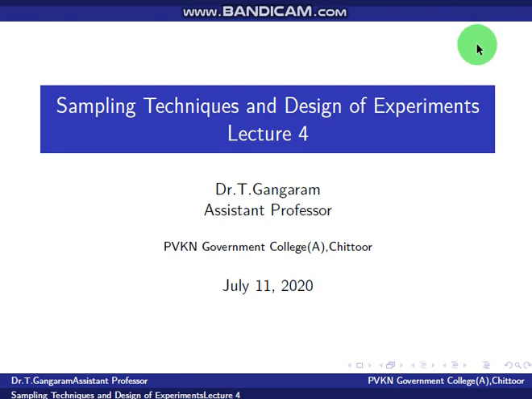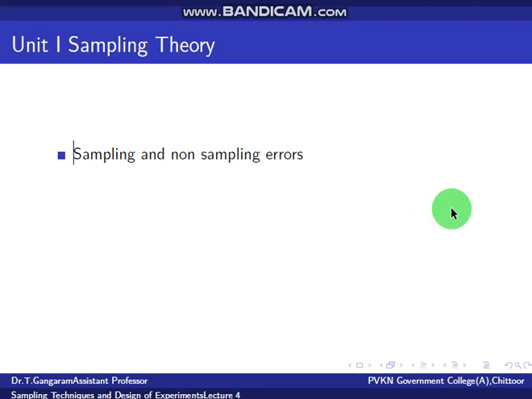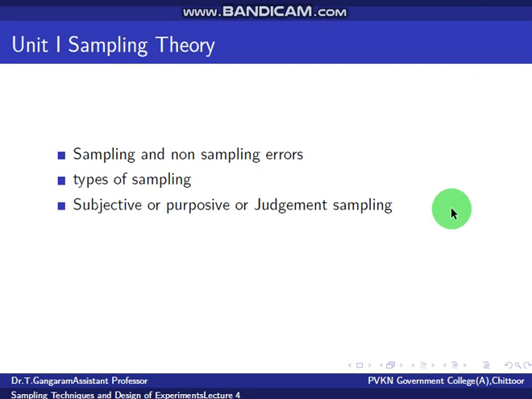Welcome dear students. This is the fourth lecture on sampling techniques and design of experiments of unit 1. In this lecture we discuss sampling and non-sampling errors, types of sampling like subjective or purposive or judgment sampling, probability or random sampling techniques, mixed sampling techniques.